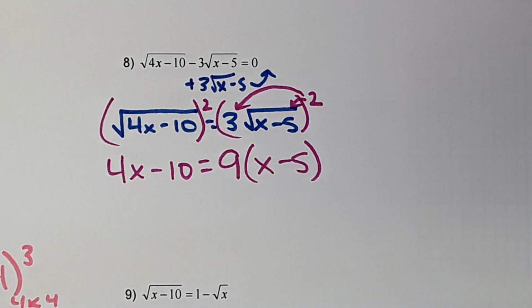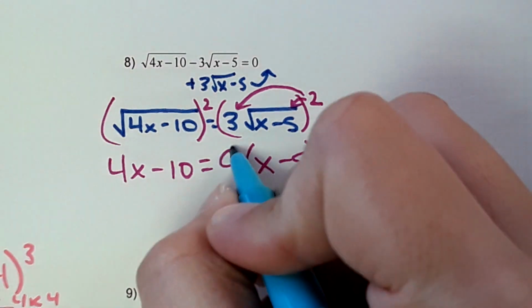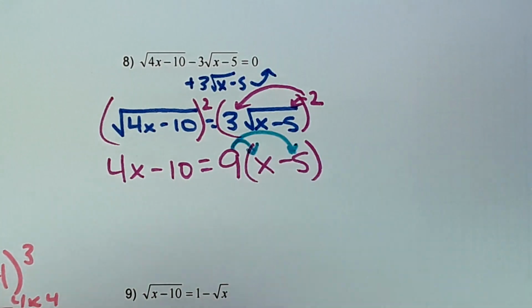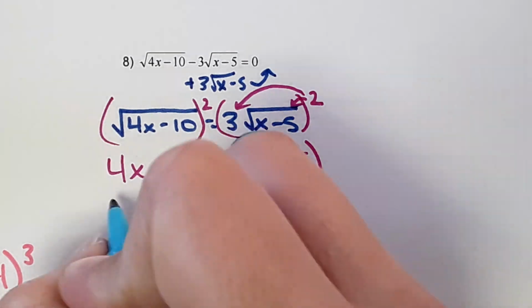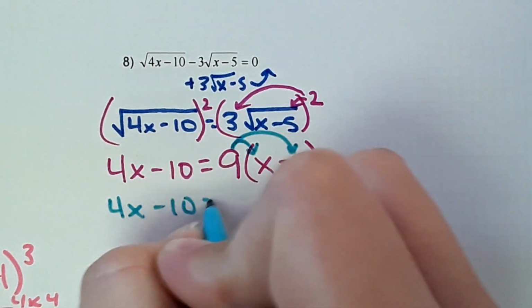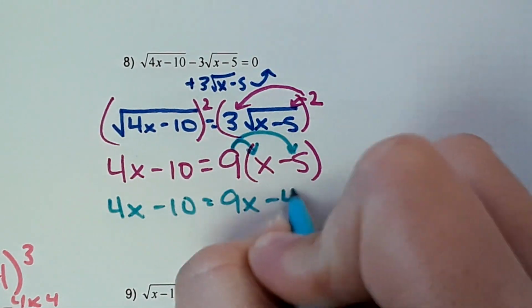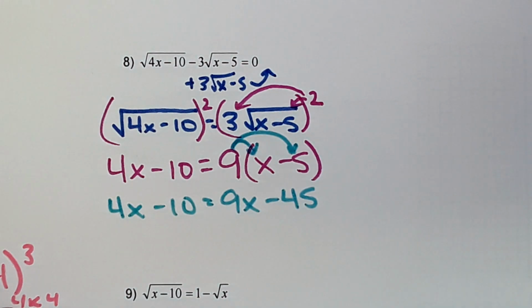Then from here we solve for x. So you're going to need to distribute the 9. Wait, did I go too fast? You good? 4x minus 10 equals 9x minus 45. And I'm just solving for x.